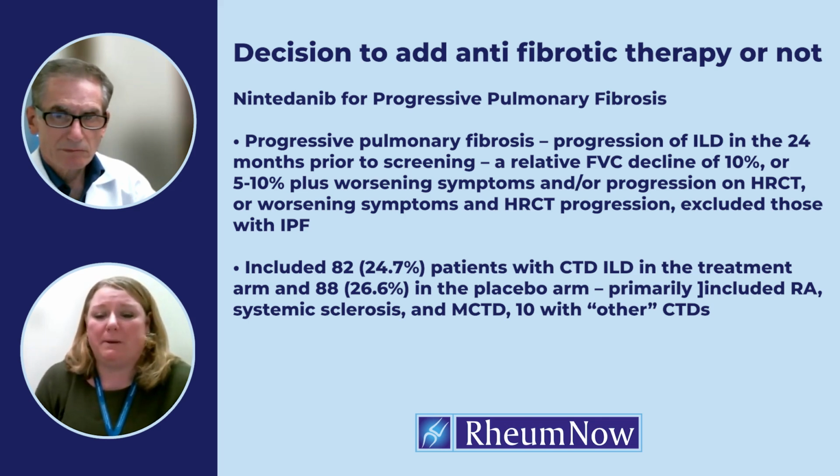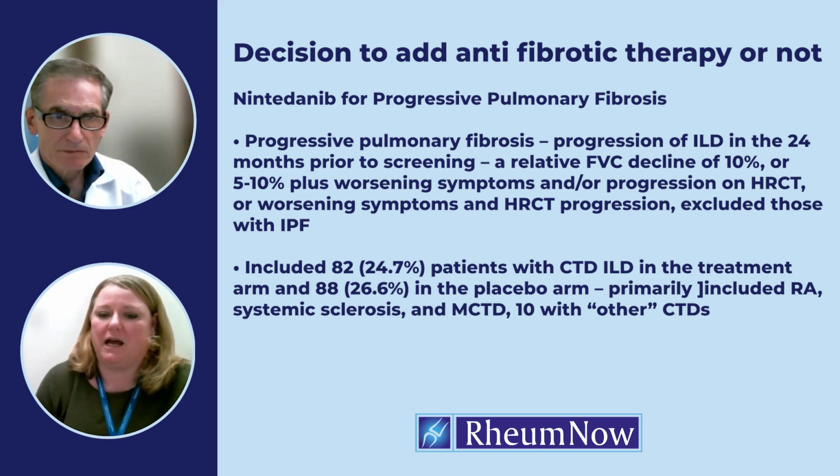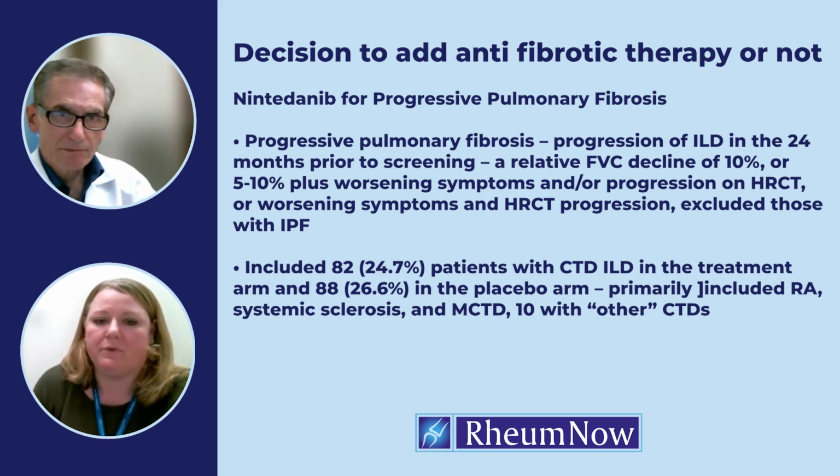When you look at the subgroup of people who were included in this, there were about 25% of the patients included in the trial in both arms, the treatment arm and placebo arm, who had connective tissue disease-associated ILD. They primarily included rheumatoid arthritis, systemic sclerosis, and mixed connective tissue disease patients, but there were 10 patients with other connective tissue diseases that ran across the gamut.